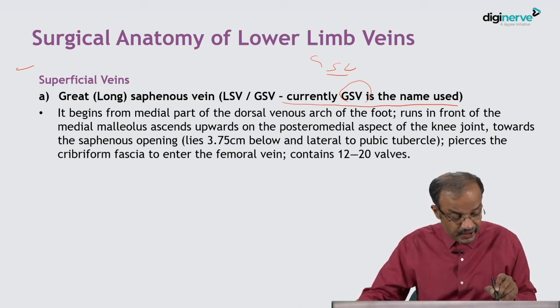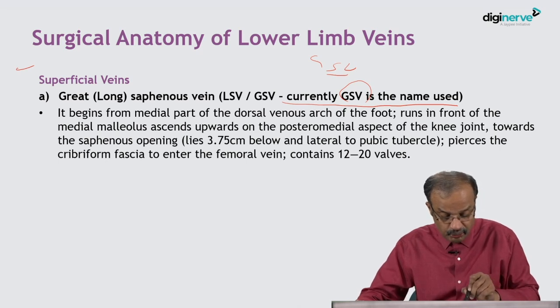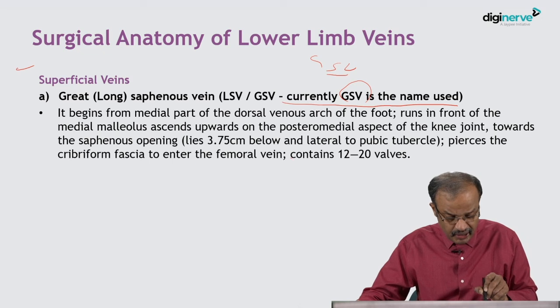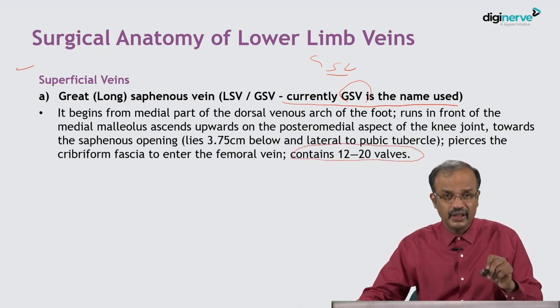The saphenous opening lies 3.75 cm below and lateral to the pubic tubercle. It pierces the cribriform fascia to enter the femoral vein. It contains around 12 to 20 valves.